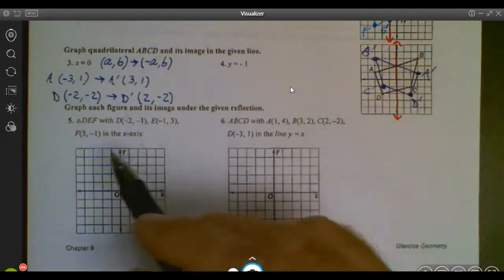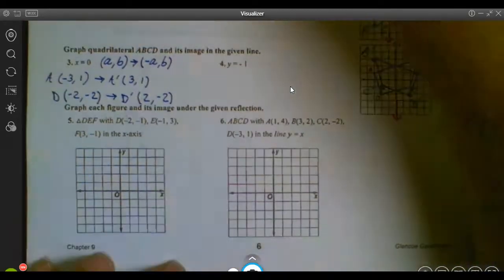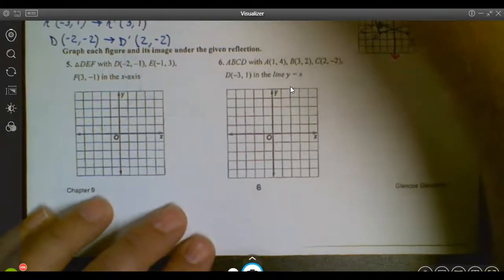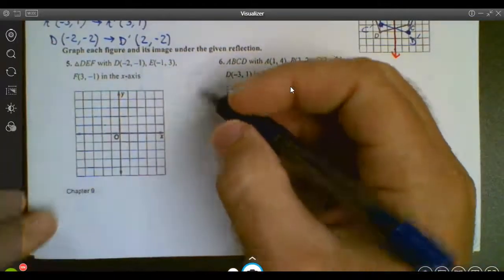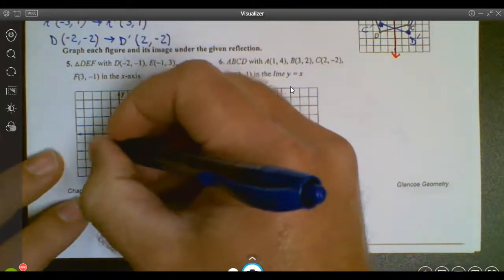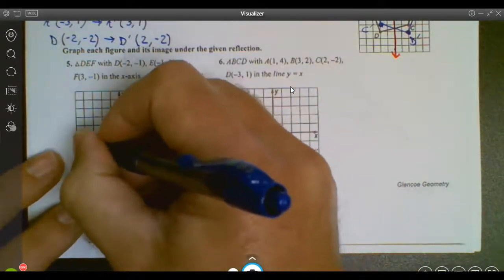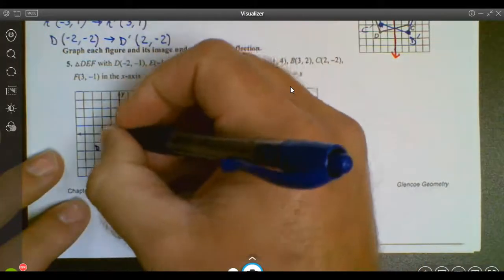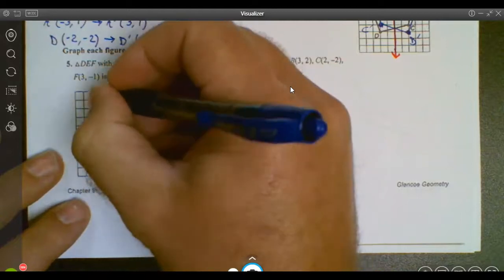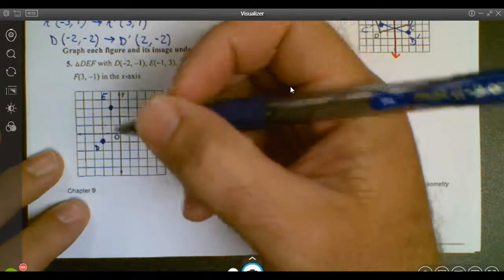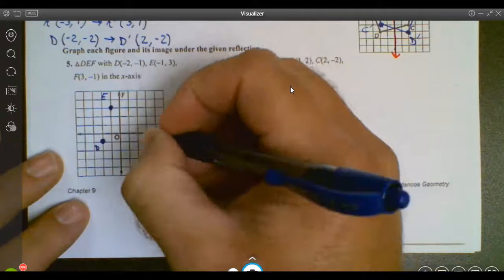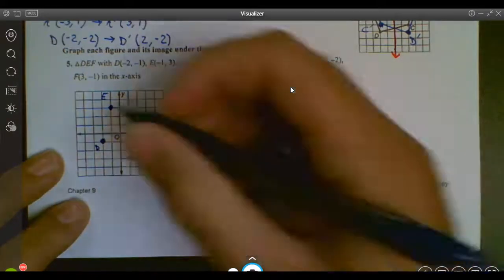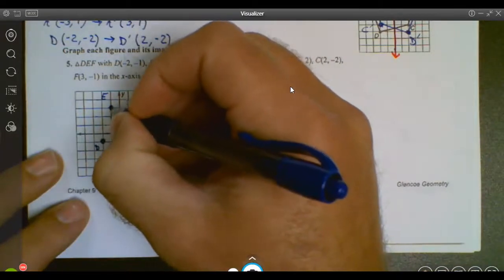Right? So let's move on to the last 2 rules. What about the x-axis? On these last 2, we're going to start by plotting the points. So let's go D, E, F. D was negative 2, negative 1. Again, I want to mark those so we know the original set of points here. E was negative 1, 3, and point F, (3, negative 1). So here was the original triangle.